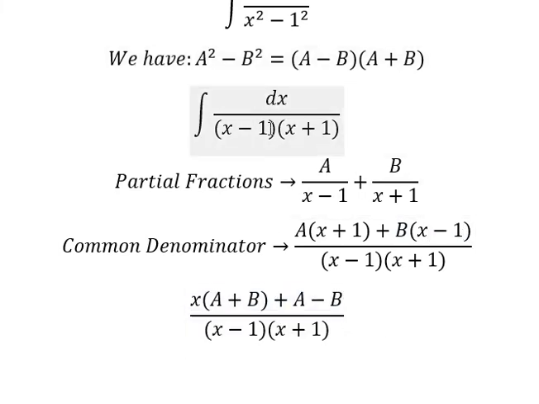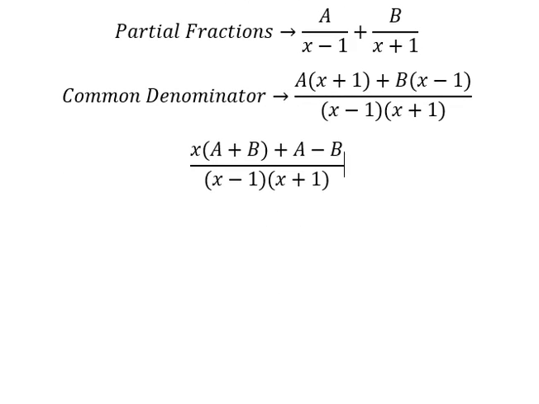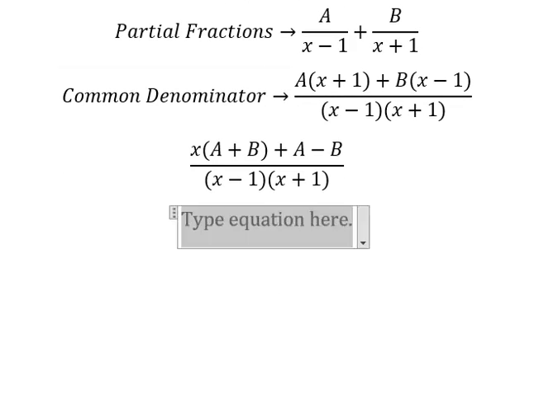Now we compare the coefficients in here. We know that this is number 1. So a minus b equals number 1. We don't have s, so a plus b equals number 0. And now we create the system of equations.